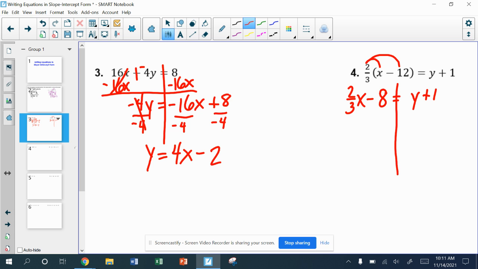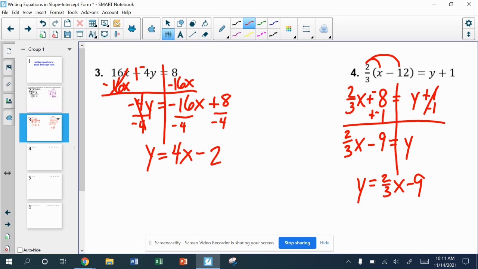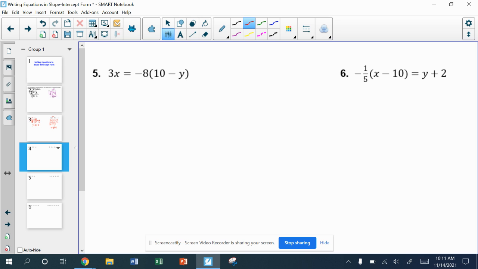Now, if I want the y by itself, all I have to do is get rid of this 1. Now, be careful when you do that. This is really a negative 8 and a negative 1, which would be a negative 9. Right? So I said at the very end, I would probably recommend that you rewrite this with the y first. So I would just flip both sides of the equal sign around and just say, instead of 2/3 x minus 9 equals y, just say y equals 2/3 x minus 9. Just flip-flopping sides.